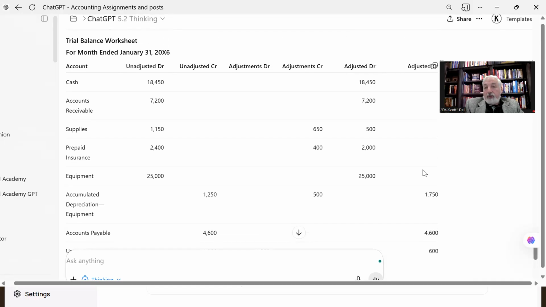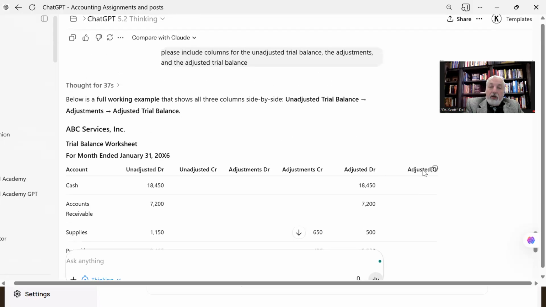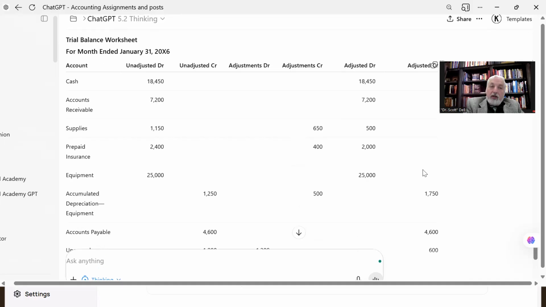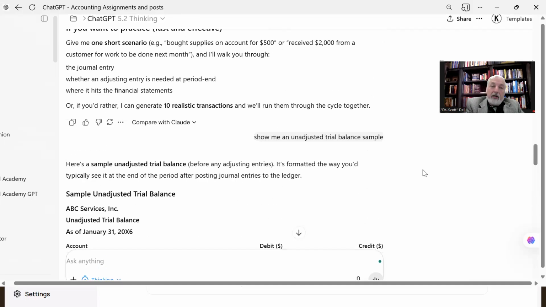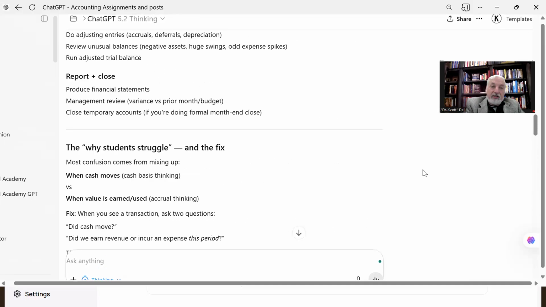Does that mean I can sell the equipment for 23,250? Probably not. That's just a book value. It's not the market value. It is a book value based on historical costs. So that's what's going on with the adjusted trial balance. So we'll scroll back up and see where the rest of the steps take us.